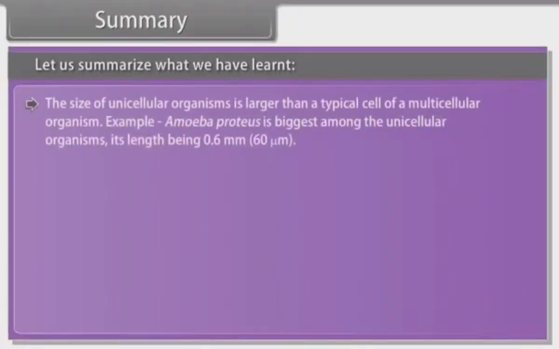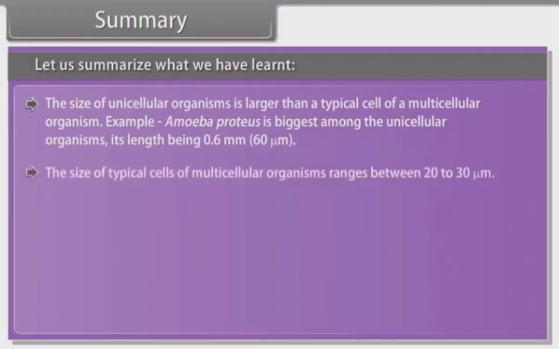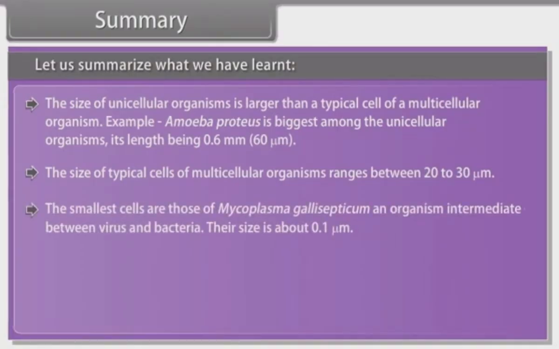The size of unicellular organisms is larger than a typical cell of a multicellular organism. Example, amoeba protus is biggest among the unicellular organisms, its length being 0.6 millimeter, that is 60 micrometer. The size of typical cells of multicellular organisms ranges between 20 to 30 micrometer. The smallest cells are those of Mycoplasma gallisepticum, an organism intermediate between virus and bacteria. Their size is about 0.1 micrometer.